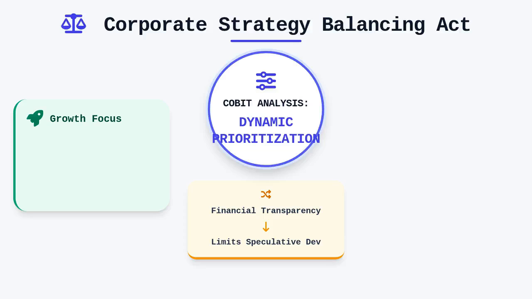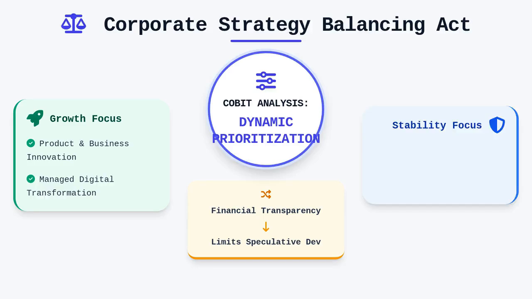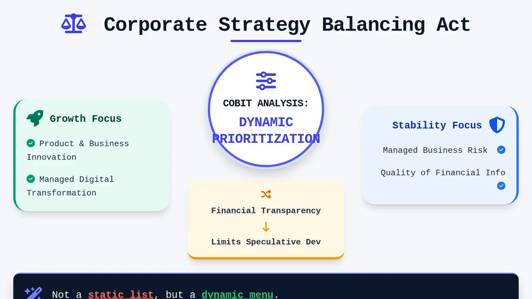If the strategy leans toward growth, goals such as product and business innovation or managed digital transformation will naturally rise to the top. Conversely, a stable, legacy-heavy industry may prioritize managed business risk or quality of financial information. You must learn to read these goals not as a static list, but as a dynamic menu where prioritizing one often necessitates the careful management of another.